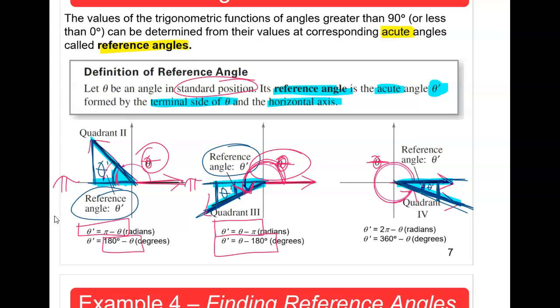Okay, and lastly, if your terminal side is in quadrant 4, then to find the reference angle, or theta prime, what you will do is take 2 pi, because that is the whole circle. And then you subtract whatever theta is, because you want to know how far you are from completing the 2 pi. So that's why it is 2 pi minus theta, or 360 degrees minus theta.